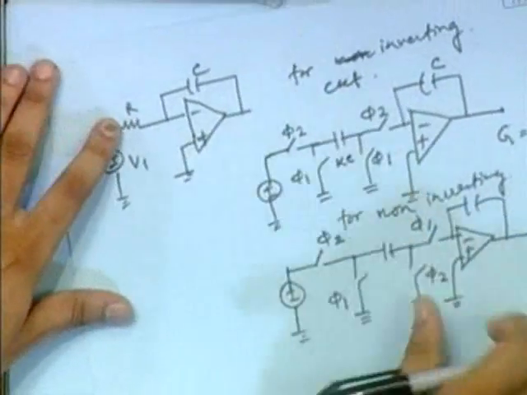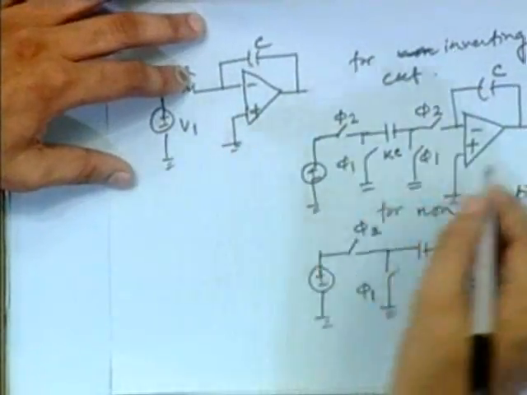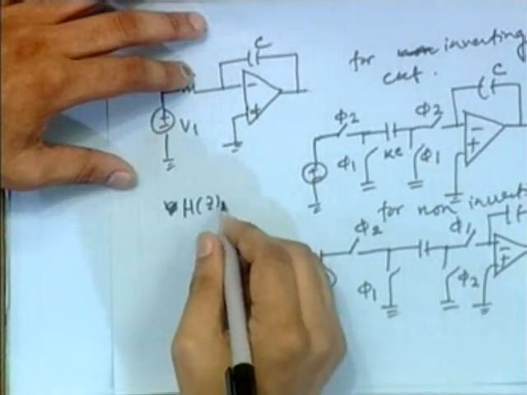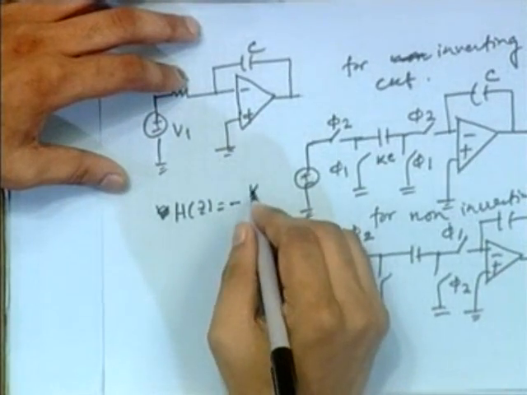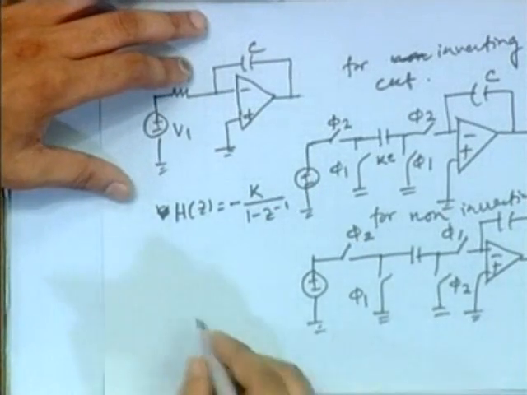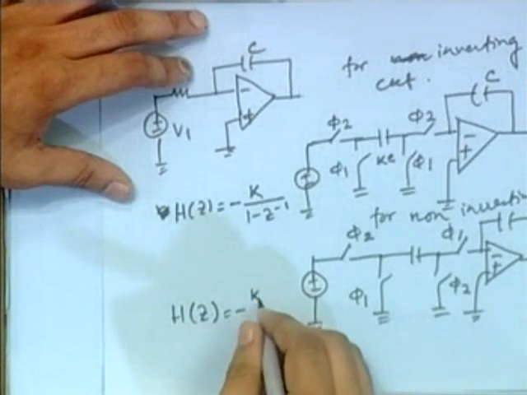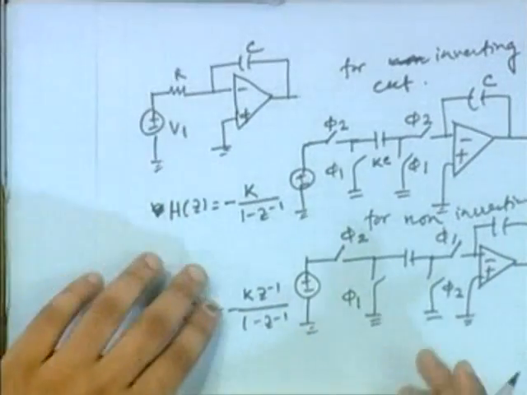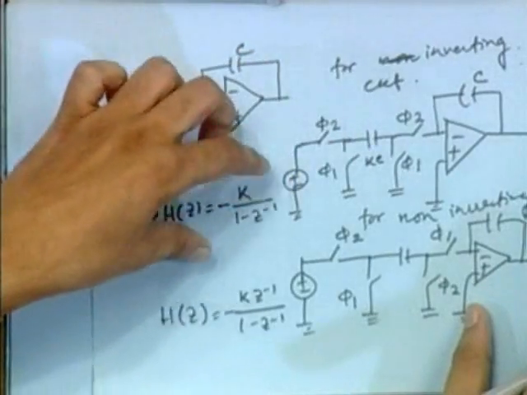Now for this inverting circuit, we have transfer function H(z) equal to minus k by 1 minus z to the power minus 1, and for this one equal to minus k into z inverse by 1 minus z to the power minus 1. Using that z transformation, you will get these two functions.